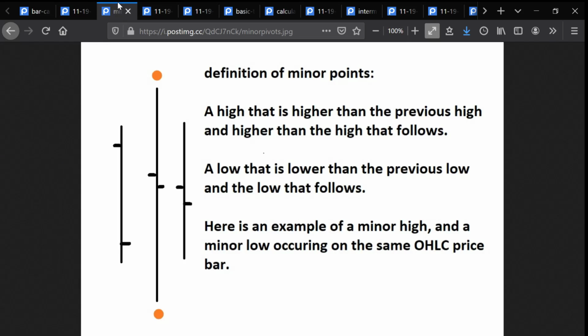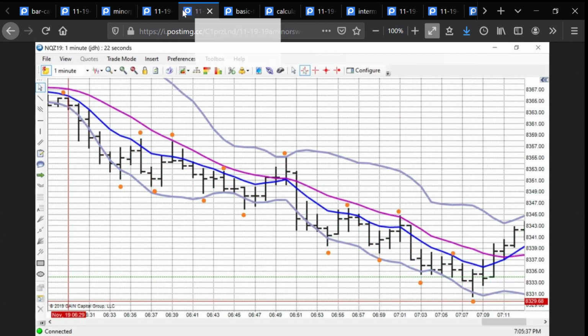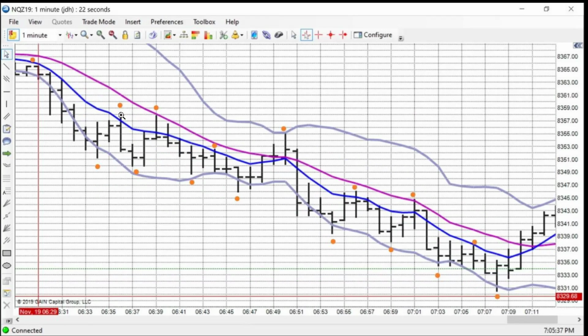You would get all these. I placed an orange circle over what that looks like on a chart. These are called minor highs and low points, and you can see here that this low would be lower than the previous low and the low that followed, this high would be higher than the previous high and the high that follows. Above each of these I place a dot, and these would be the minor swing points.